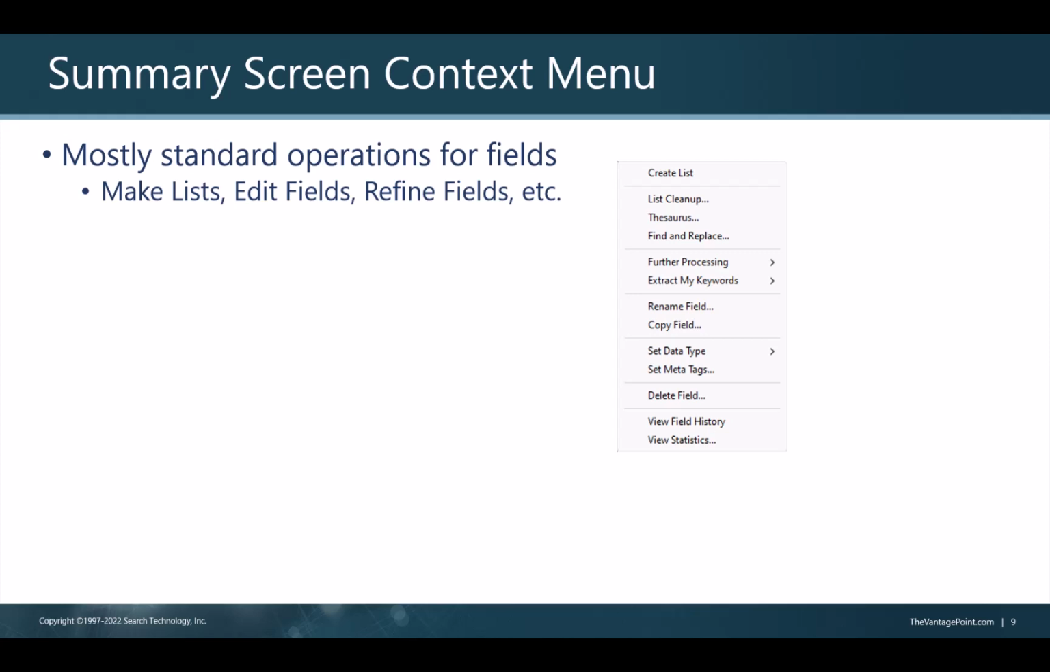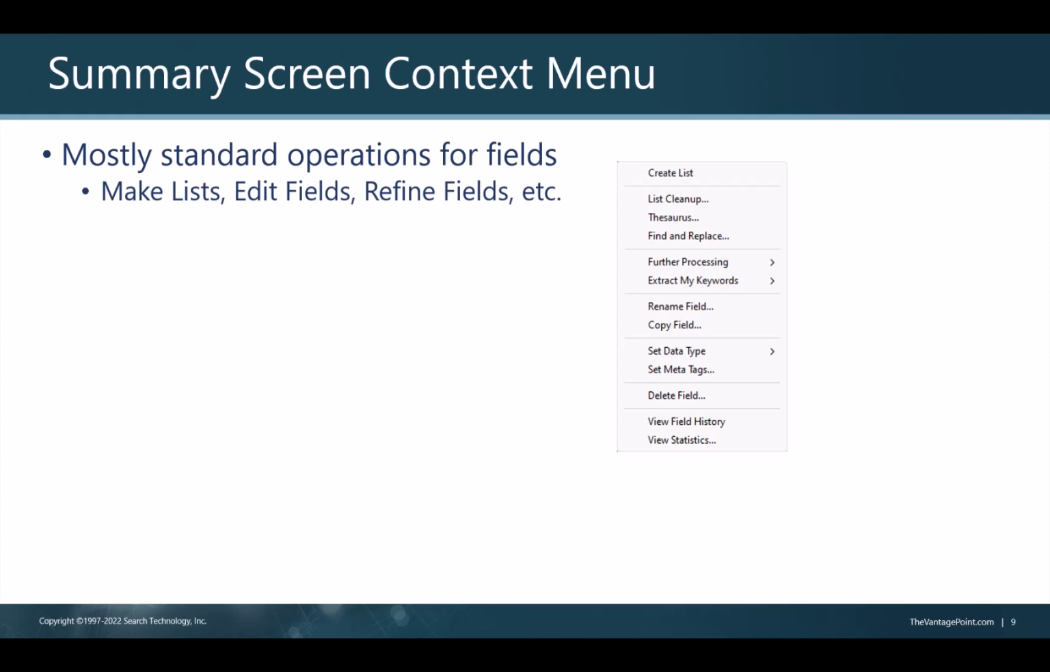Now, in VantagePoint, if you ever find yourself thinking, I wonder if I can do something, try right-clicking wherever you are. One of our programmers has always liked right-click menus, and there are a lot of really useful tools that are only accessible via right-click. Let's start at the beginning of most analyses with the summary screen. Most of the items are fairly standard and often demonstrated. Making lists, running refine tools, copying, renaming, deleting. There's a few items that you can only get to via the right-click menus.